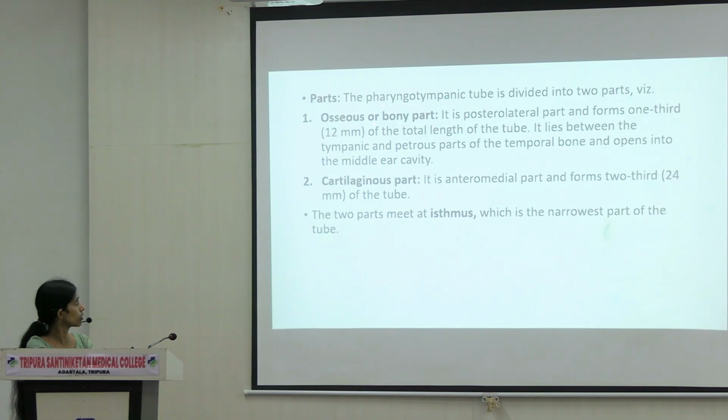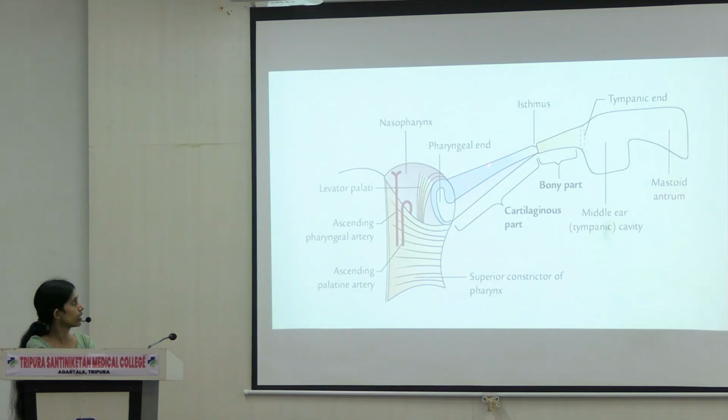It has two parts. The first one is the bony part and the second one is the cartilaginous part. The bony part is posterolateral and forms 1/3 of the total length of the tube. It lies between the tympanic and petrous parts of the temporal bone and opens into the middle ear cavity. Your cartilaginous part is present anteromedially and forms 2/3 of the entire tube. The two parts meet at the isthmus, which is the narrowest part of the tube. So, this part where the two parts of your auditory tube meet is called the isthmus. Okay.